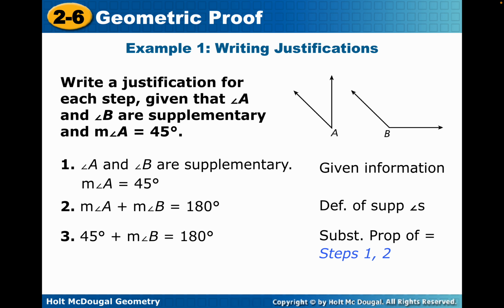Okay, we got one step left. How do we solve? What are we subtracting? 45 on each side. Yeah, we subtract 45 on each side, so we get the measure of angle B equals what? 135. So the measure of angle B equals 135 degrees, and that is subtraction property.